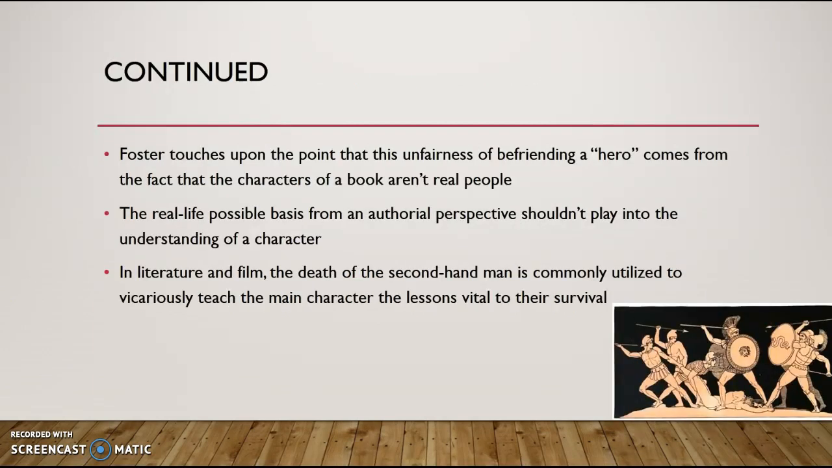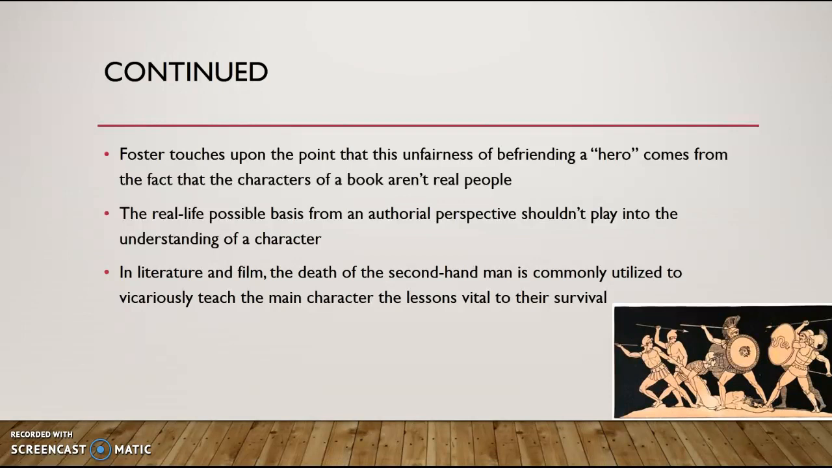So Foster touches upon the point that it's really unfair to be friends with a hero, but then that leads into a whole argument that these characters in a book are not people that exist off the pages. These characters are fabricated, but some have characteristics of mythological characters such as biblical characters or Greek mythology. Or in the case of Arthurian stories, it talks about King Arthur and his Knights of the Round Table. So that does reference real life people, but they're more mythological in nature.